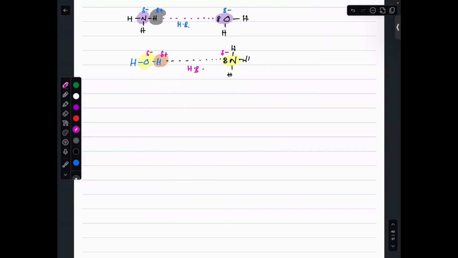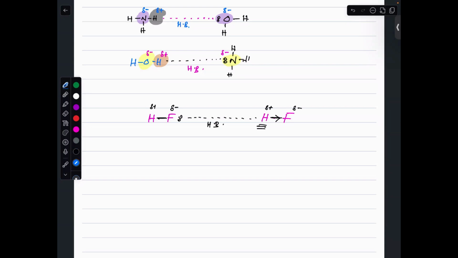Next, listen. If this is HCl, okay, let me explain with HF. This is HF, right? There is a large electronegativity difference between H and F. The F attracts the electron. The hydrogen is very deficient. It attracts the electron of the F very strongly. The dipoles are large, and it's called hydrogen bonding.